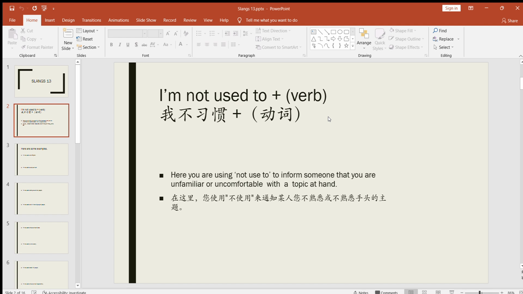For example, I'm not really comfortable at speaking Chinese, though I can speak a little, but I cannot use it for my communication properly. So I can say I'm not used to talk in Chinese. Okay, or I'm not used to speak Chinese.